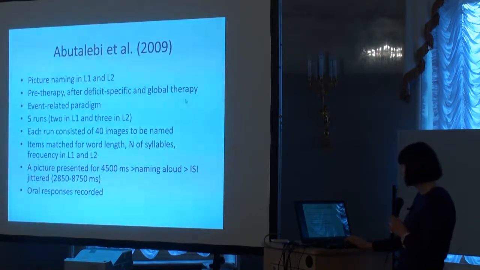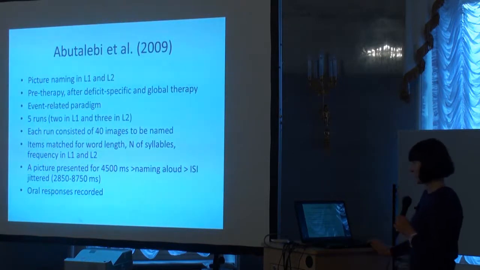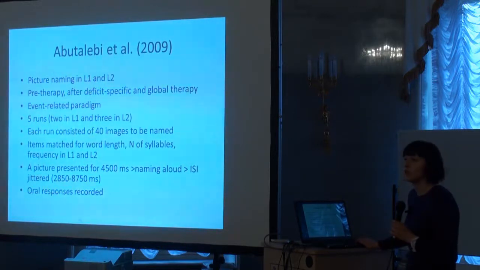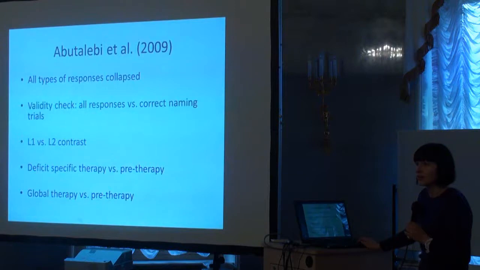And how it was actually presented. A picture was presented for this time, then naming aloud followed, and the interstimulus interval was jittered. And actually, a jittered interstimulus interval is a solution to be able to analyze event-related data further. And oral responses were recorded. So in principle, the authors could differentiate between correct and incorrect trials, which they tried. But in the end, they ended up with too low statistical power, as I mentioned before.